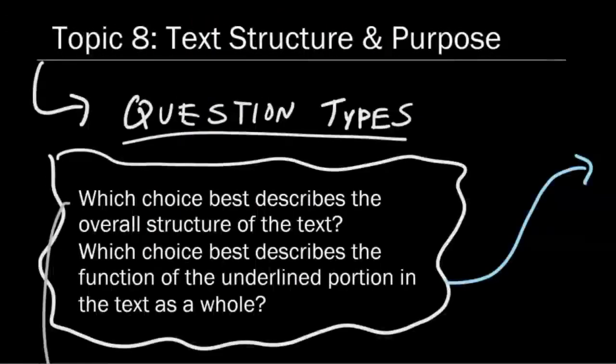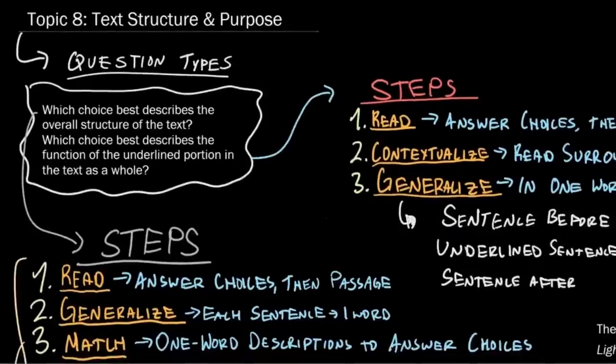All right, topic 8, text structure and purpose. This is one of the most important skills that will show up on your SAT. Guaranteed these questions will be on there. There are only 2 question types, and I guarantee there will be at least 1 or 2 of these questions on that exam. So the question types here: we have which choice best describes the overall structure of the text. This is almost word for word on every SAT.